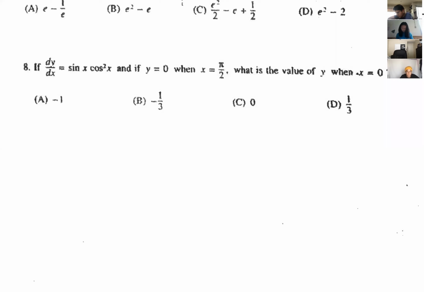So it says, what is the value of y when x is 0? Okay, so on number 8, this is a differential equation. So whenever you have a diff-EQ, differential equation, you want to separate the variables. So I want to get all the x's on one side and then all the y's on one side. So for number 8, it's going to look like this. So I have dy, I multiply both sides by dx.